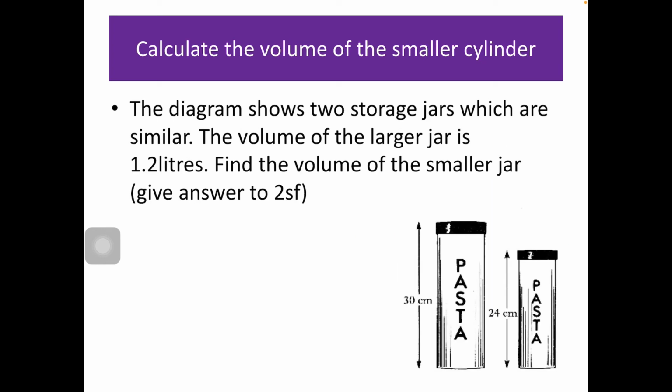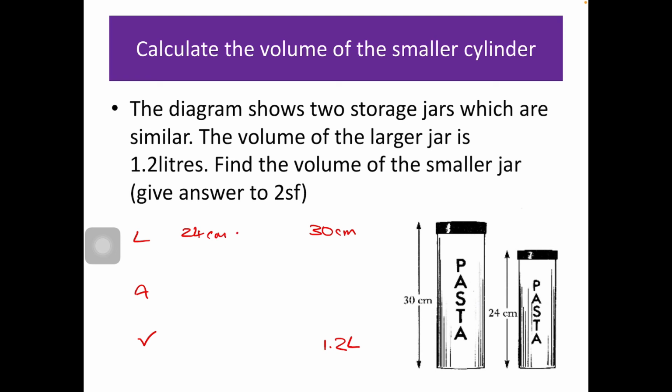Right, last one. Pause and complete for me again, please. Last example like this, so pause and complete. Okay, so smaller and bigger again, length, area, volume. So I've got 24 centimetres to 30 centimetres. I've then got a volume of the larger jar is 1.2 litres.